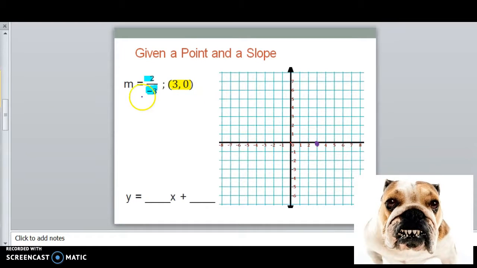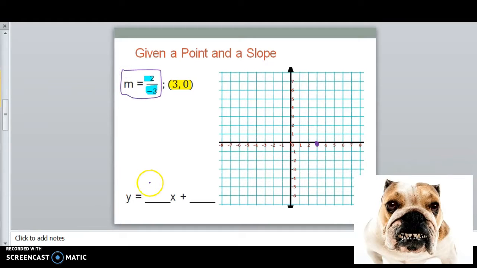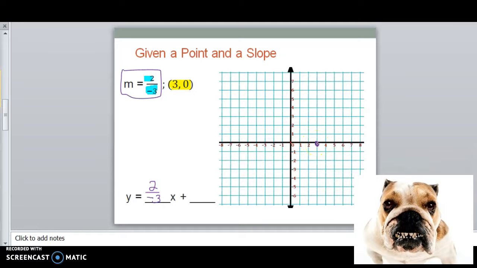The next step is I'm going to use slope to find another point. The only thing I'm really missing in my equation is my y-intercept. Slope is already given to me, so I've already solved half the problem. So my slope is 2 over negative 3, and I'm going to use that to determine where this line crosses the y-axis. So I'm going to start at the point that I graphed. I'm going to rise 2, represented here, and I'm going to run negative 3.